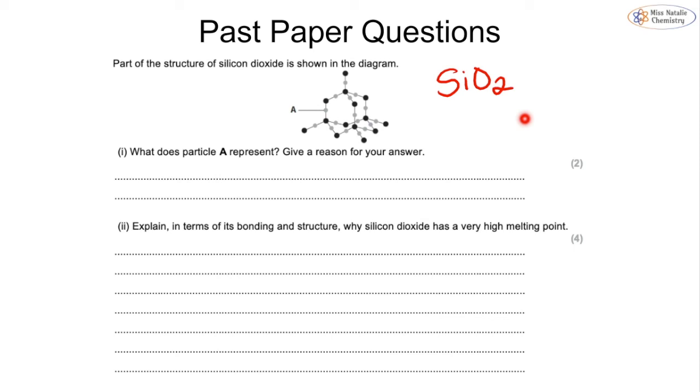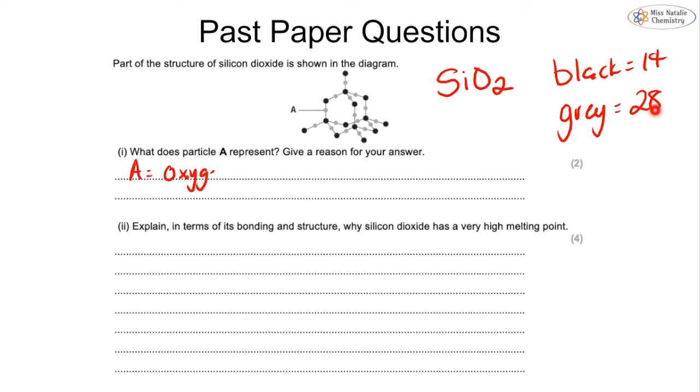If we count our silicons, or if we count the black ones, we have 1, 2, 3, 4, 5, 6, 7, 8, 9, 10, 11, 12, 13, 14 of the black. And if we count the grey, we see that we have 28. So that tells us that we have twice the amount of the grey than we do the black, meaning that that must be oxygen. So our particle A is oxygen.